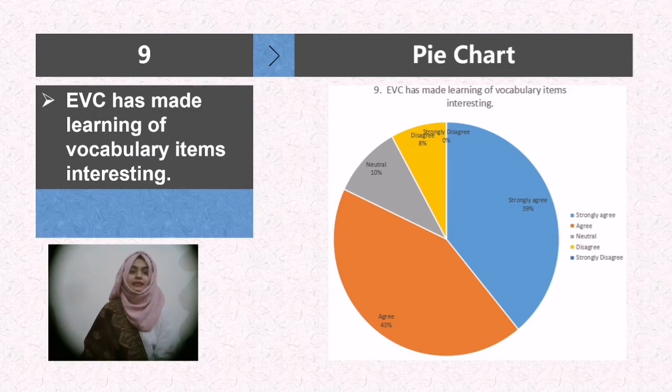The next statement was that EVC has made learning vocabulary items interesting or not. So this was a very important question. This statement was asked to see the interest of the students, whether they found it interesting or not. So the answer of this question helped in analyzing the overall interest of the students. The responses given by students were: 39 students stated strongly agree, 43 students said agree, 10 students stayed neutral, 8 students were favoring disagree, and no students narrated strongly disagree. So this shows that students have taken interest in the use of EVC as it was an interesting process.